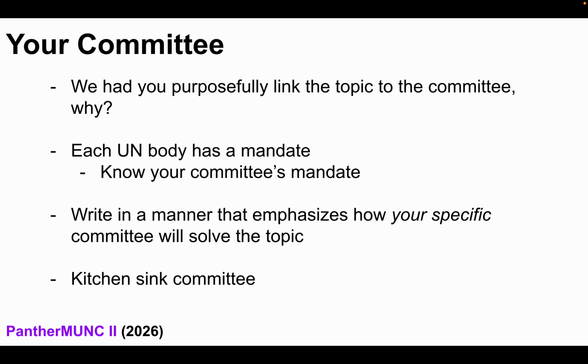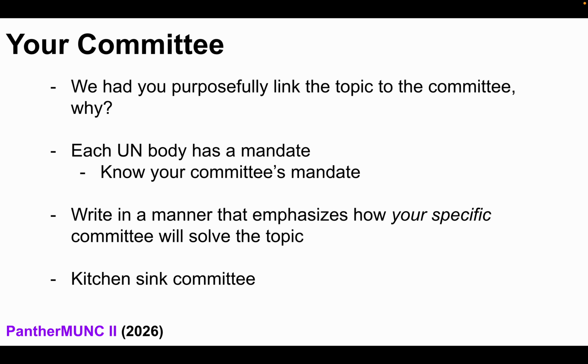And that's something that EcoFin is more fit to solve than UNEP, because UNEP would really focus on how you are going to do this, like planting trees, the more environmental aspects. My committee is going to focus more on the financial aspects. And so that's really something to bear in mind when you're writing your topic and your background guide: how is your committee going to solve the topic? How is your committee going to look at this and say, this is how we're going to solve it? Because each committee is going to do it a little differently.